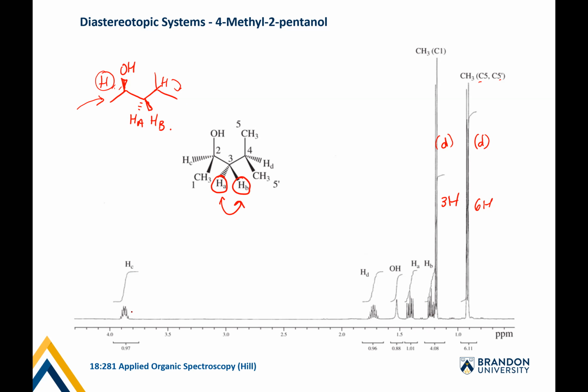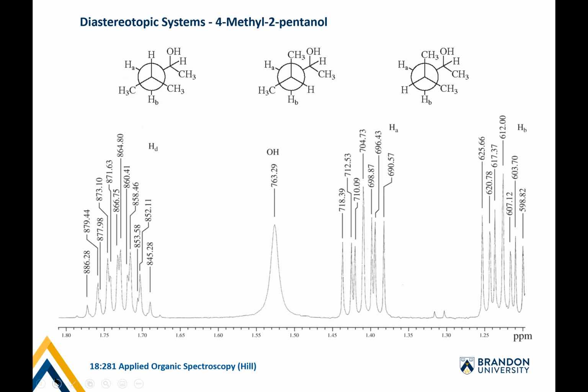HC here, this is quite a complex splitting pattern because it's coupled to 4 protons on one side plus 1 and 1. We've got an expanded version of this in a second, but it's really neat that these 2 peaks, HA and HB, have completely different chemical shifts, and they're going to have a large coupling constant. Now let's look at the expanded version of this.